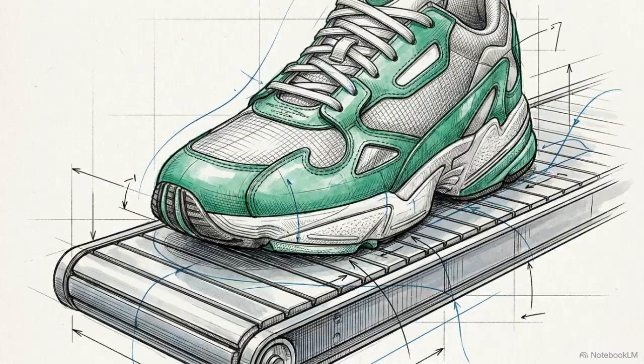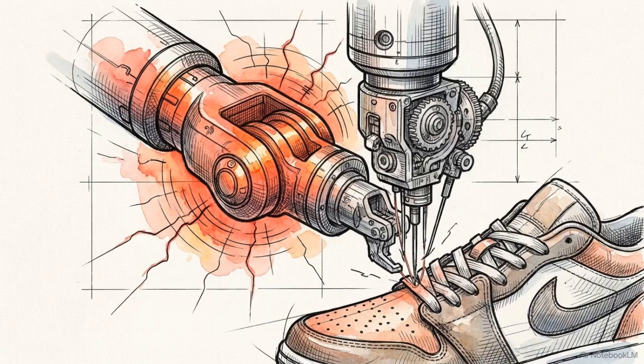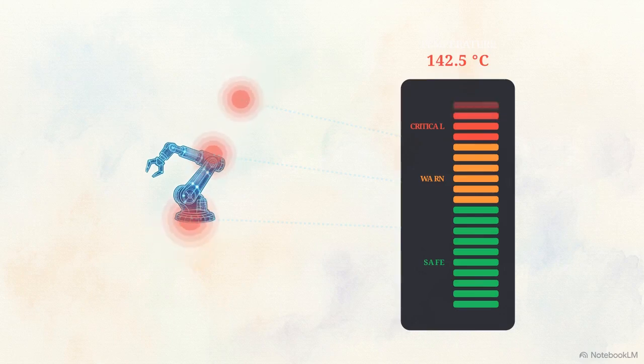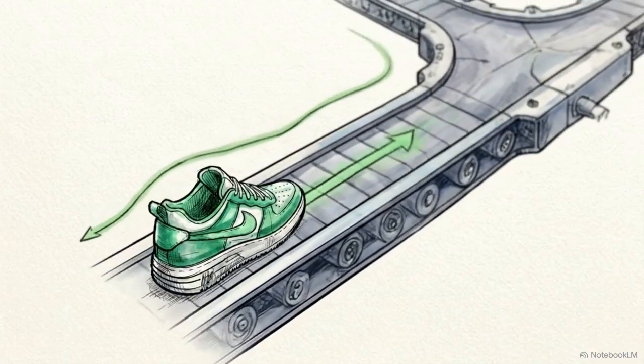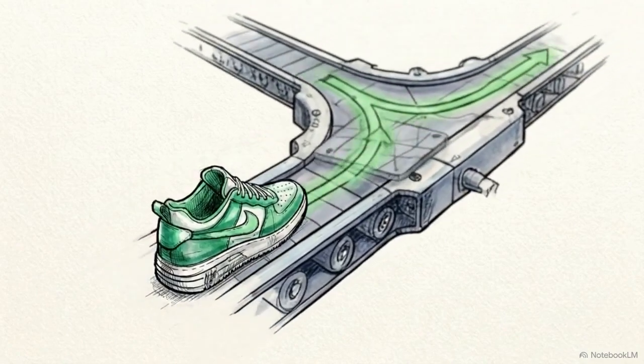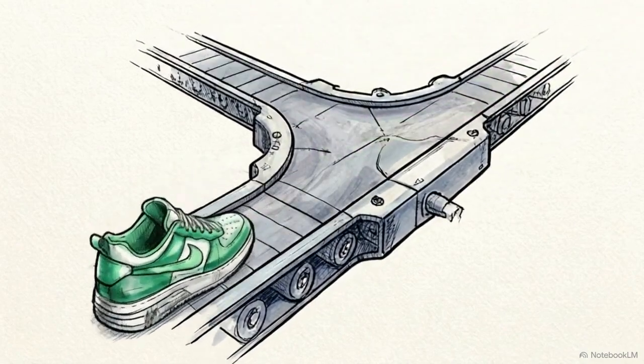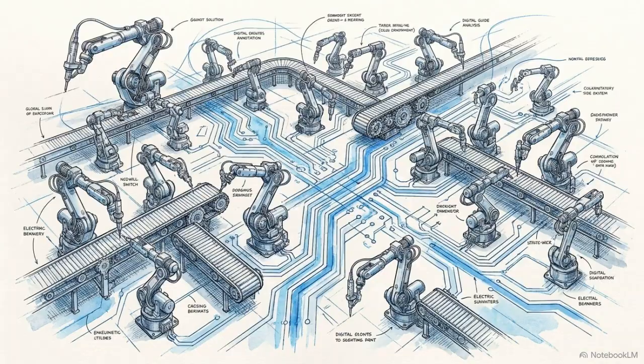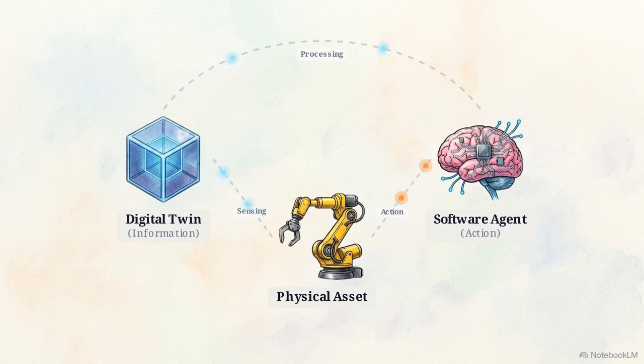Let's see how this works for your custom sneaker order as it moves down the line. Suddenly, the robot tasked with stitching your shoe starts to overheat. A chain reaction happens in milliseconds. The digital twin flags the temperature spike, and the software agent instantly reroutes your physical shoe to an alternate robot before a breakdown ever occurs. By combining high-accuracy monitoring with independent decision-making, the factory can practically heal itself and keep production moving in real time.